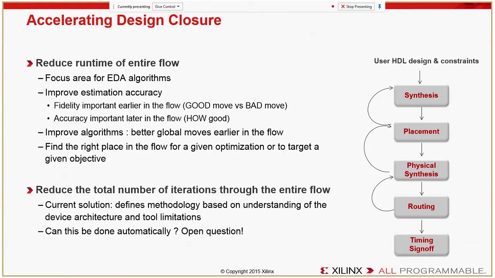One also needs to find the right place in the flow for a given optimization algorithm or targeting a given objective. And this is once again tied to estimation accuracy. Given that your estimates of timing and area and congestion are very inaccurate in the synthesis phase, there is no point in running an optimization algorithm there if it cannot give you a gain which is higher than your error in estimation. And this is true at all phases in the flow. So a very important part of designing an EDA tool flow is actually figuring out which optimization must be called when.